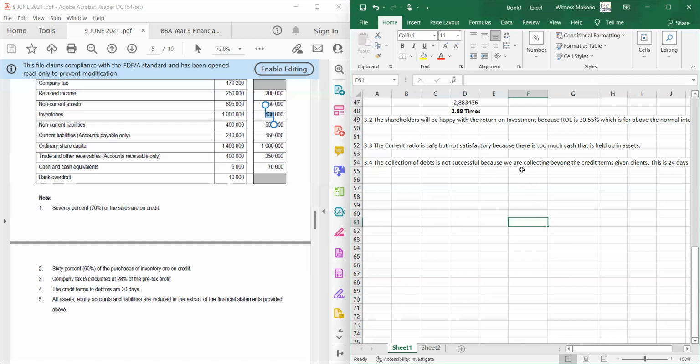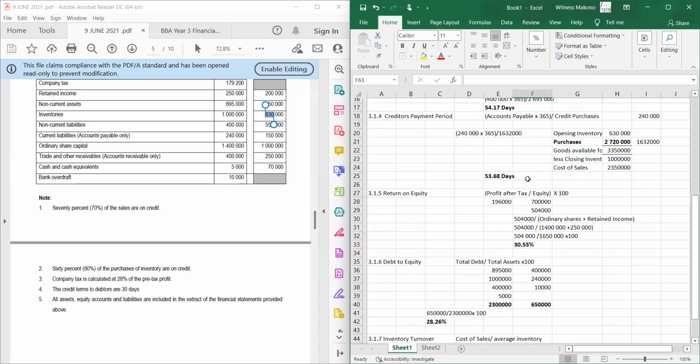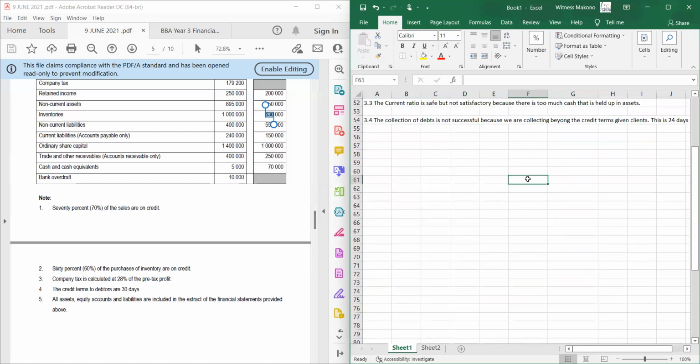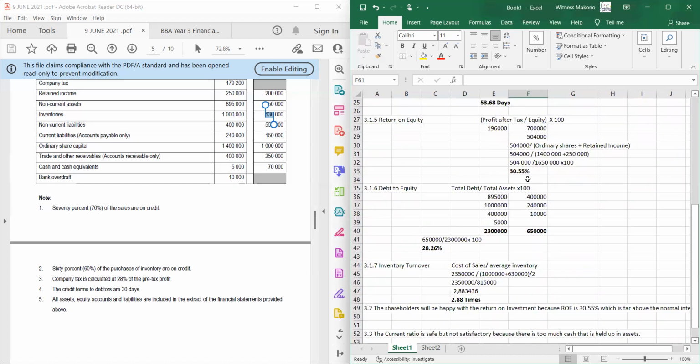You can also compare the debtors collection period to the creditors payment period. The creditors payment period is 53 days. The debtors collection period is 54 days. It means we are collecting late and paying fast. Jasper, what is a good example of a healthy current ratio then? If it's 5:1, obviously it does not make sense. A standard one should be 2:1. Yes, 2:1. If you can cover your current liabilities, that is healthy.